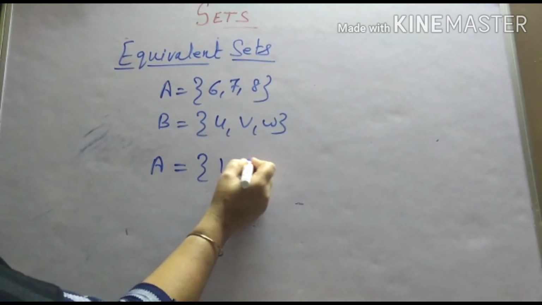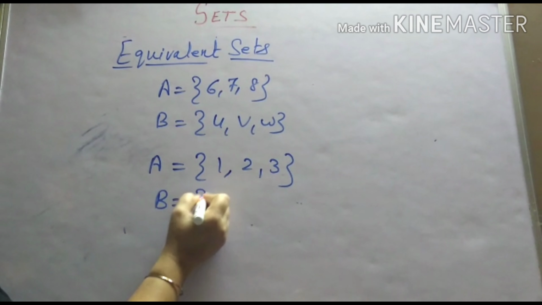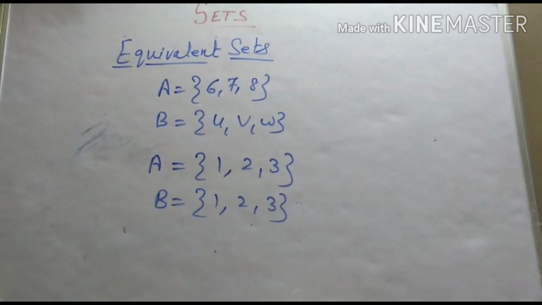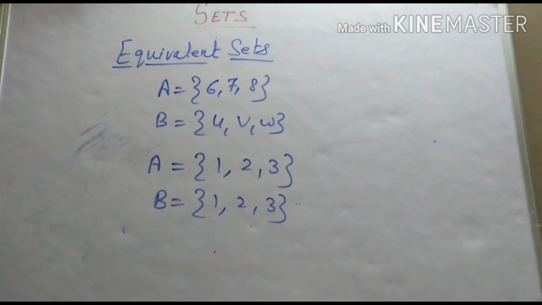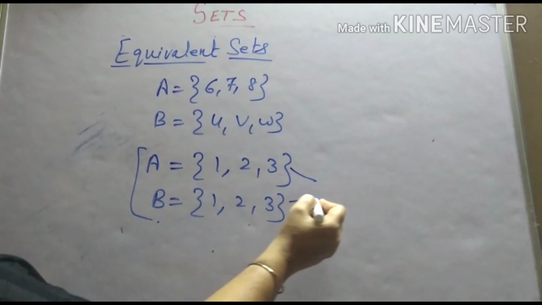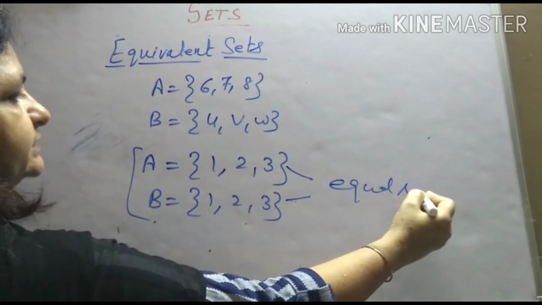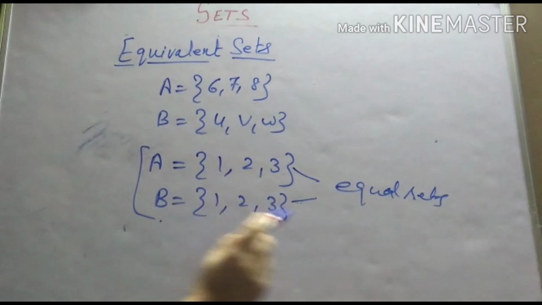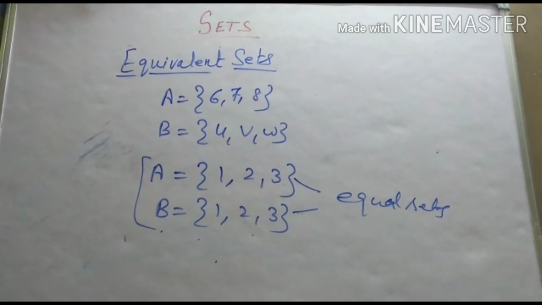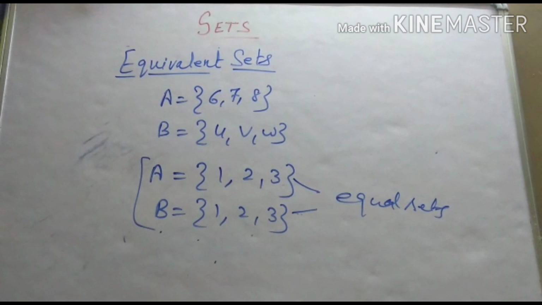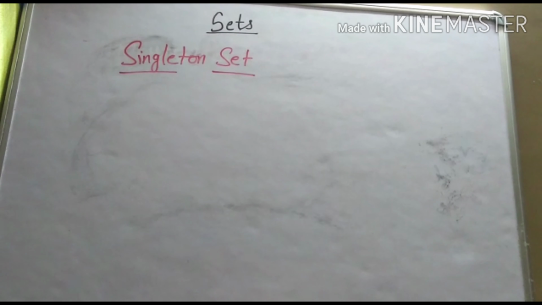Now if set A is {1, 2, 3} and B is again {1, 2, 3}, the number of elements in set A is equal to 3 and the number of elements in set B is also 3. Therefore, these are equivalent sets. But these sets are also equal sets. It means every equal set is equivalent, but it is not necessary that every equivalent set is also an equal set.